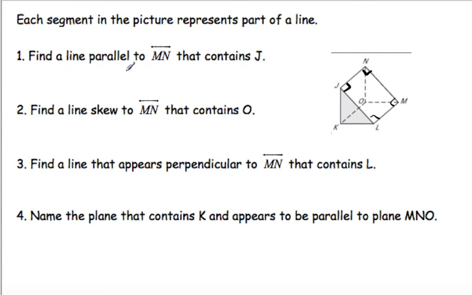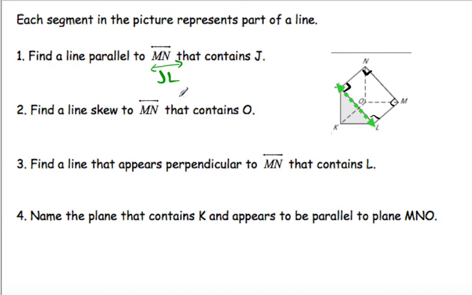So it says find a line parallel to line MN. Oh, and also each segment in this image represents part of a line. So find a line parallel to MN that contains J. So here's J, and we want to be parallel to MN. If we're going to be parallel to MN and contain J, then we need to be the line JL. So name it, remember, 2 capitals with the line bar over the top. Gotta name it correctly or we wouldn't get credit.